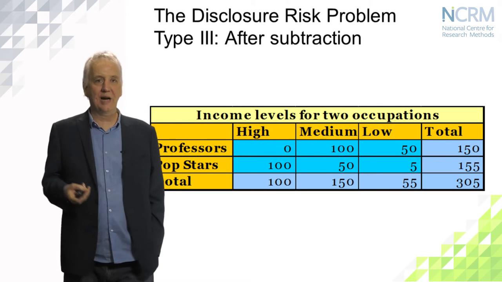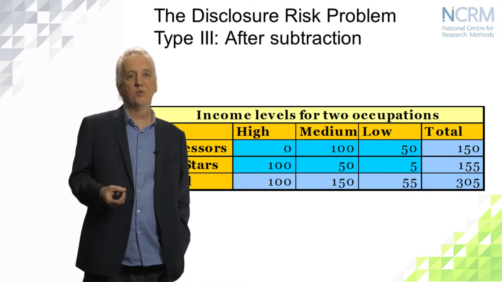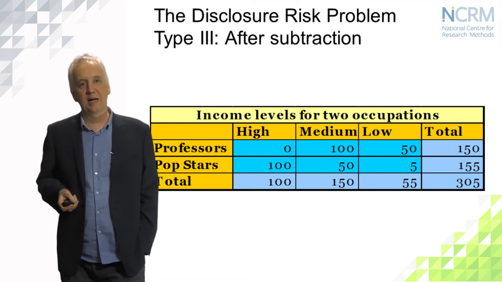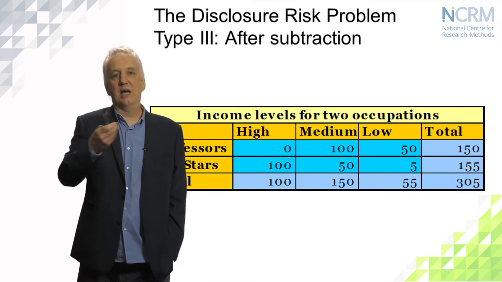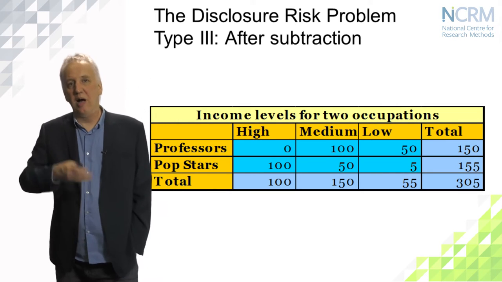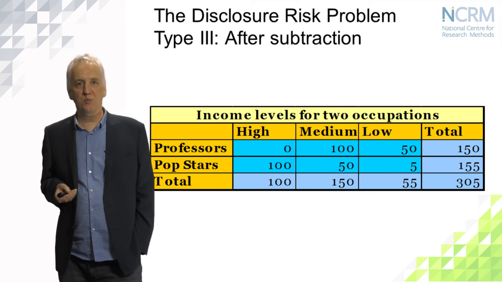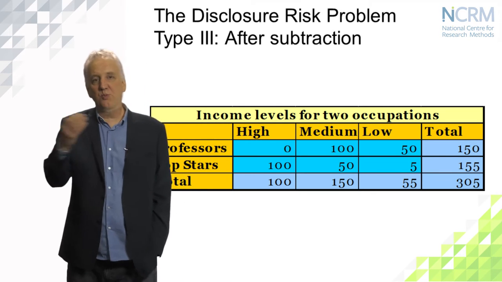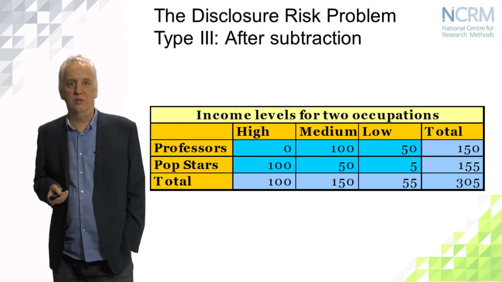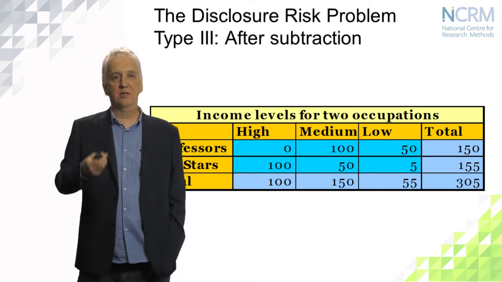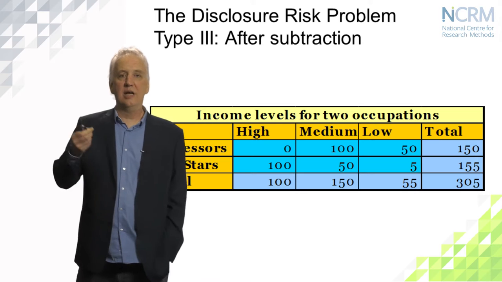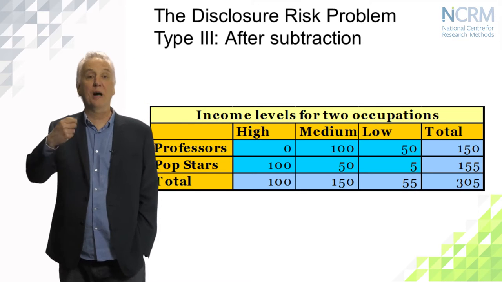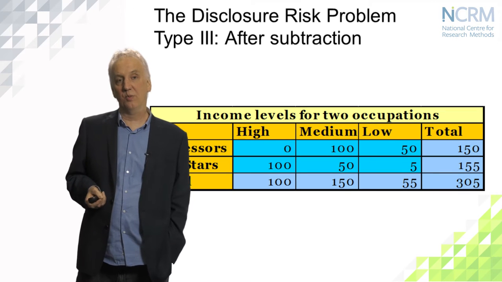And this is called a subtraction attack. The taking of known units, which needn't be just me. It could be that I know somebody else who's a highly paid professor. I can take them out of the table. It might be that I know some low-paid pop stars. I can take them out of the table. And this is how a subtraction attack works. It's the removal of known units from a set of aggregates in order to produce a set of data which is disclosive about those that remain in the table.